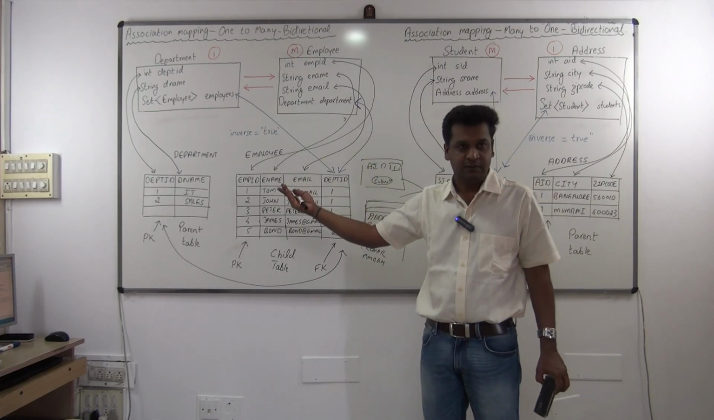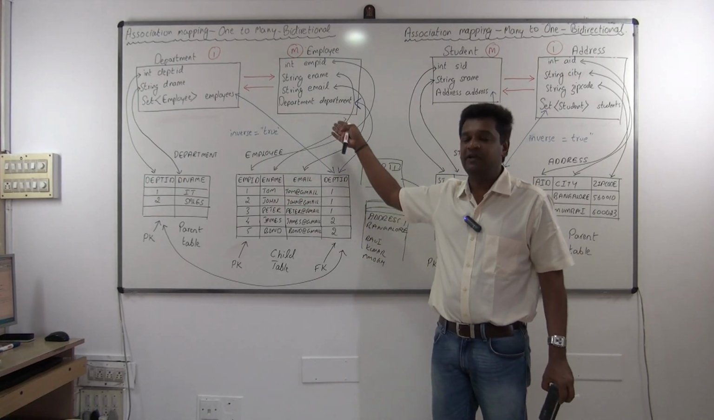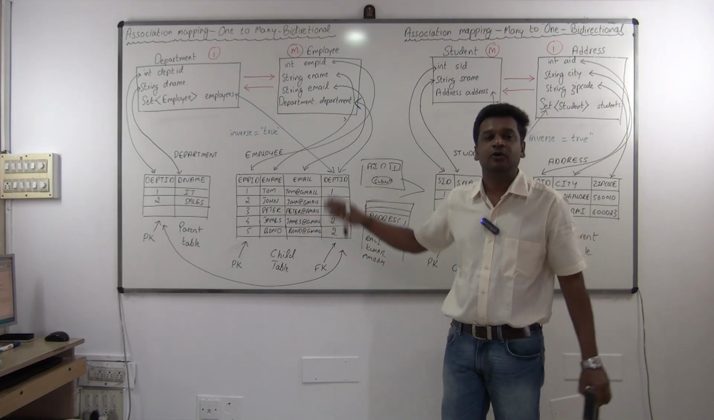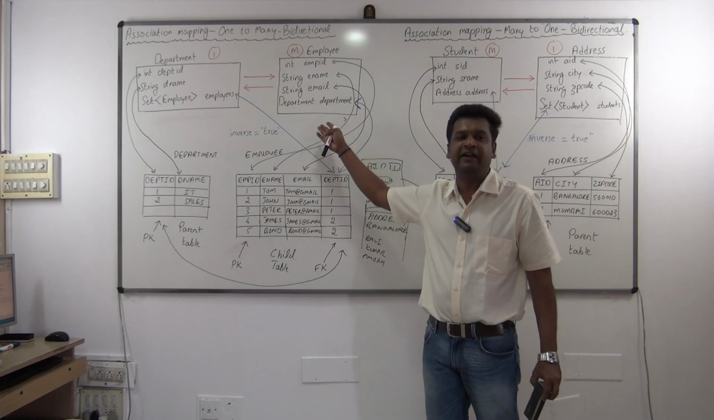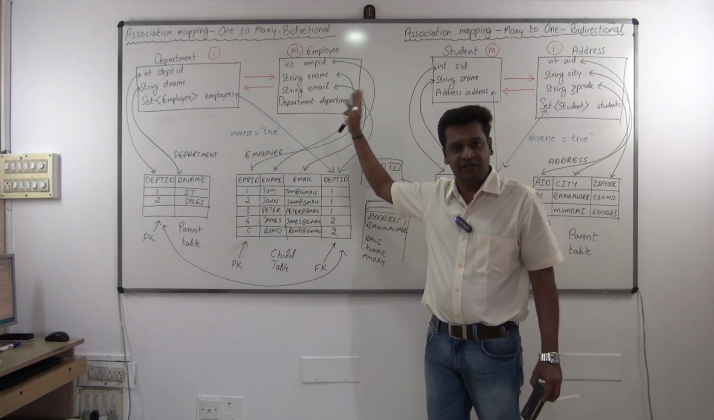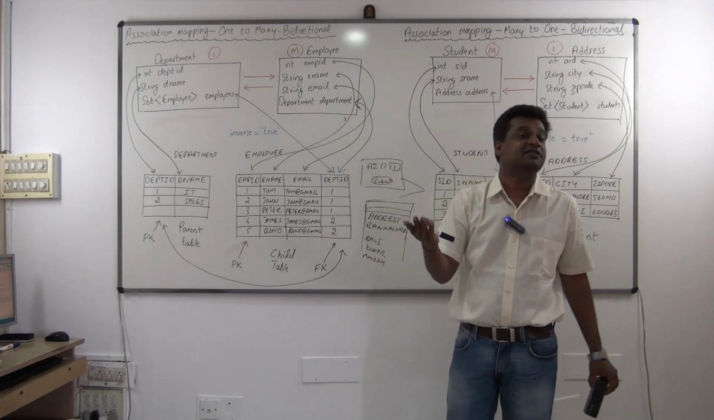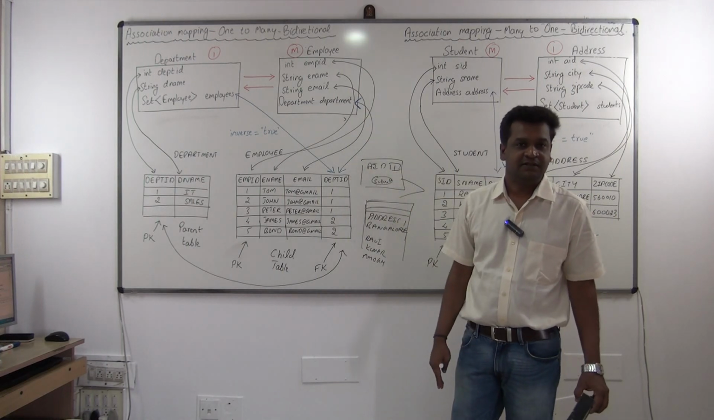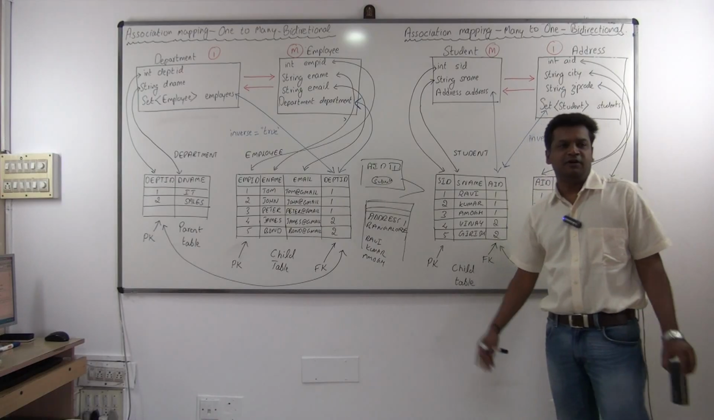Inverse is equal to true. Understood? That's what you mean by inverse is equal to true: giving the responsibility to the child entity. We are giving the responsibility to the child entity, meaning we are making the child entity the owner of that particular column. That's it. So almost all the concepts you have understood now.